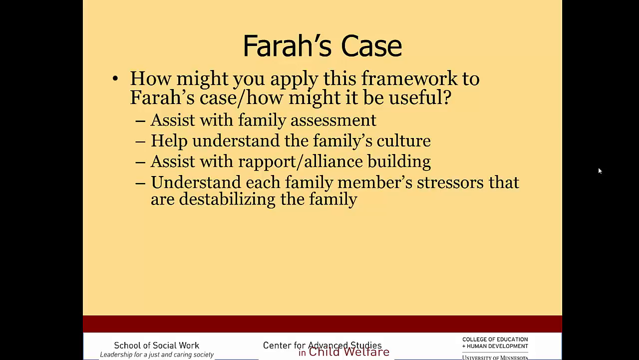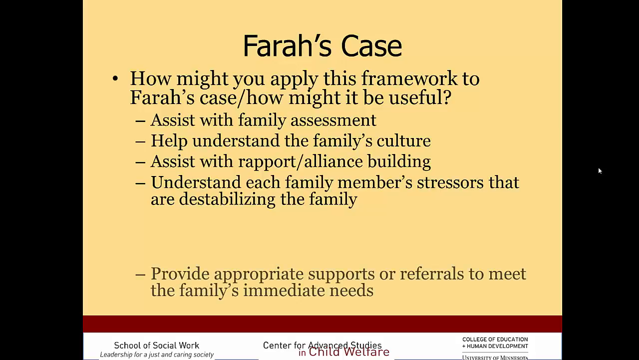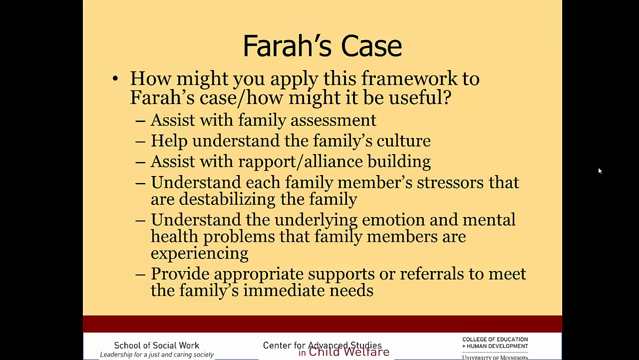It could help the child welfare worker to understand each family member's stressors that may be destabilizing the family, as well as to understand the underlying emotional and mental health problems that family members are experiencing. Finally, it could be used to help identify and provide appropriate supports or referrals to meet the family's immediate needs.